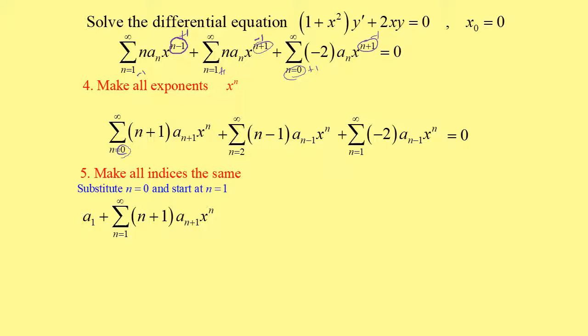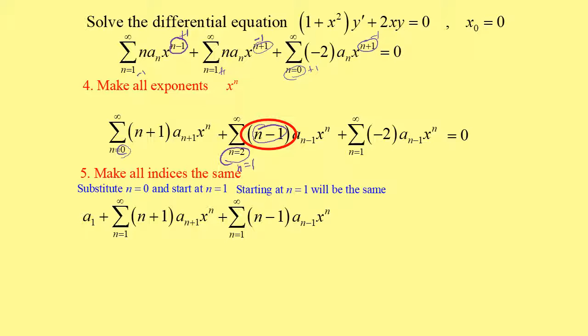Now the second summation, to make it start at n equals 1, notice here that if n is 1, 1 minus 1 is 0, so you don't even have a term. So we could actually start this at n equals 1 and have exactly the same series, because the first term, when n equals 1, is going to be 0 anyway. So anyway, we can just change the 2 to a 1 on this one. And then the last one is already a 1.